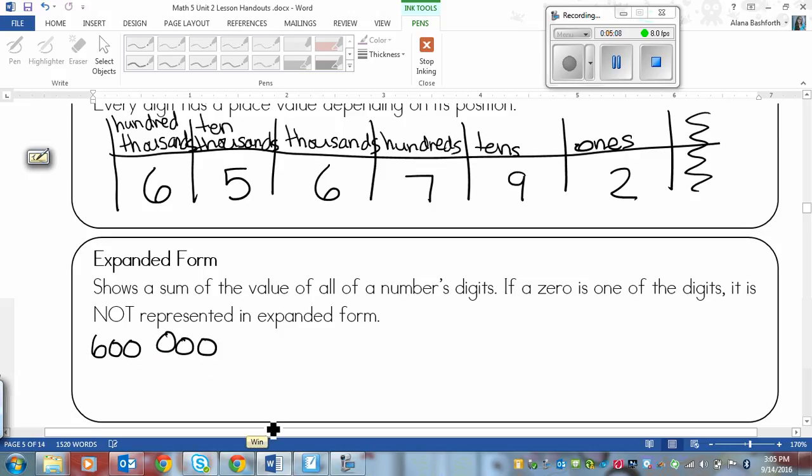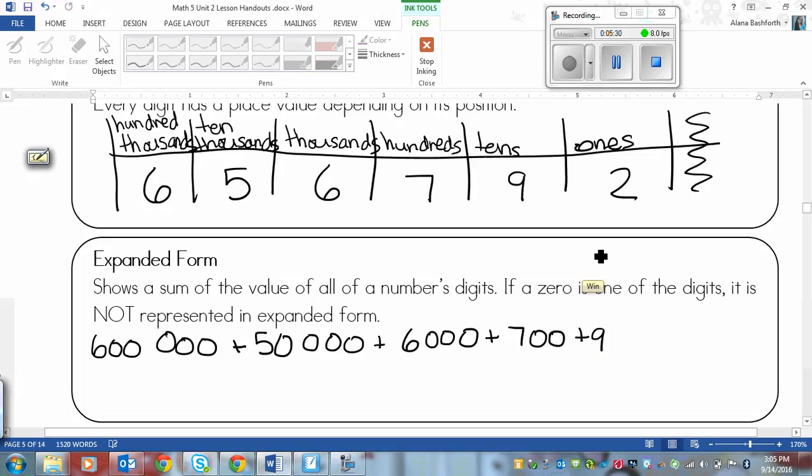So there's 600,000, and then we put a plus sign, and then we go to the next one. We've got five. We put zeros to hold that 50,000 value. Then we've got a six, and we need to put three zeros to hold the 1,000 value. Then we've got plus seven and put two zeros to make it 700. And we put a nine and a zero after to make it 90. And then we put a two all by its lonesome because it is a ones.